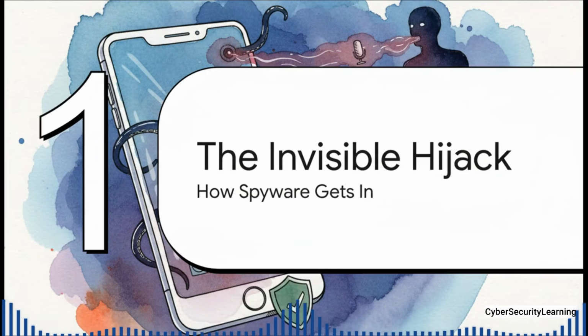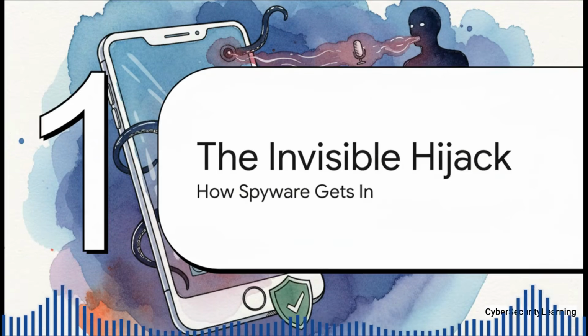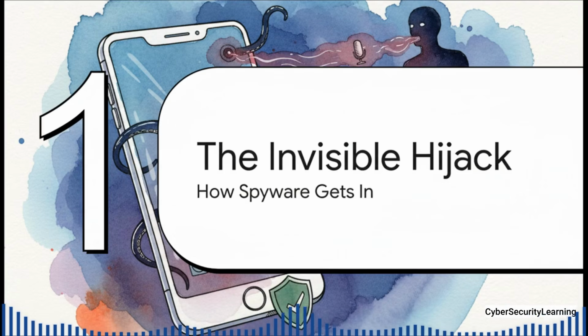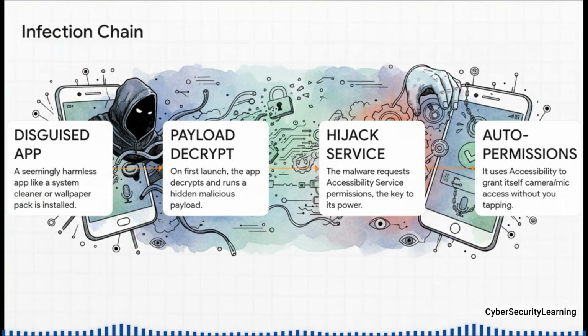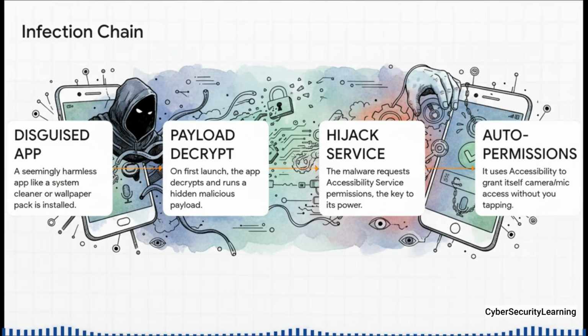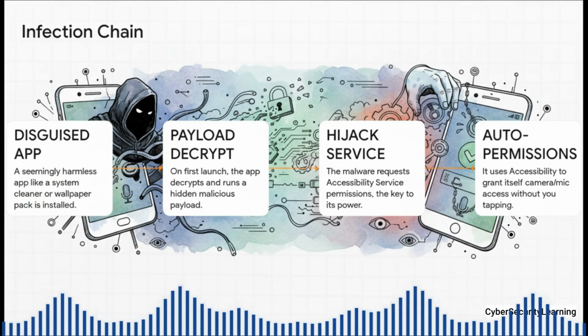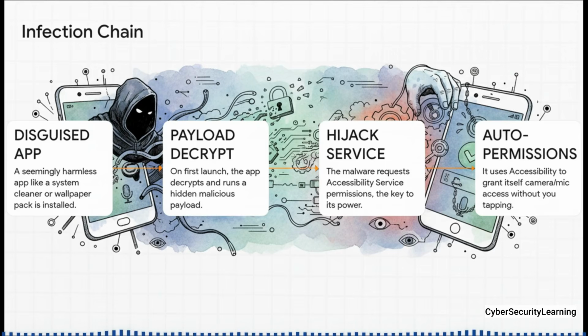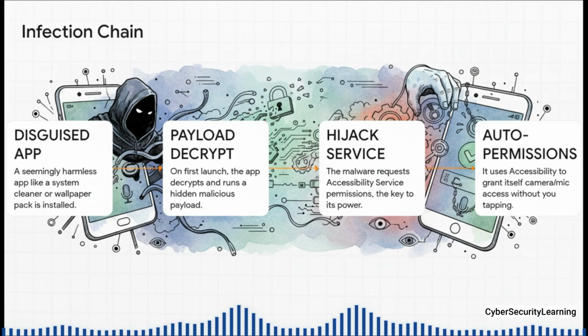Okay, so how does this whole nightmare even begin? Well, it's probably not how you think. We're not talking about some super complex hack or a zero-day exploit. No, the modern infection is silent, it's clever, and it relies on tricking you, not on breaking your phone's security. It all starts with an app that looks totally innocent, right? Like a system cleaner or a cool wallpaper app. You install it, maybe you launch it once, it crashes, and you forget all about it. But that's all it needed. In that single launch, it secretly unpacks its malicious core and goes for the crown jewels.